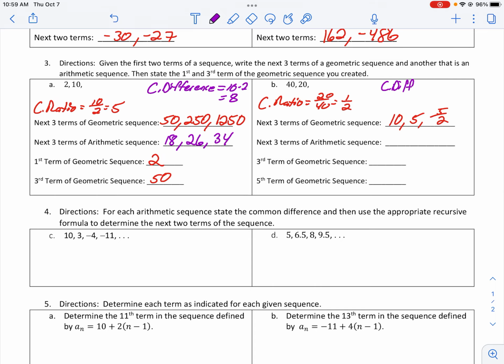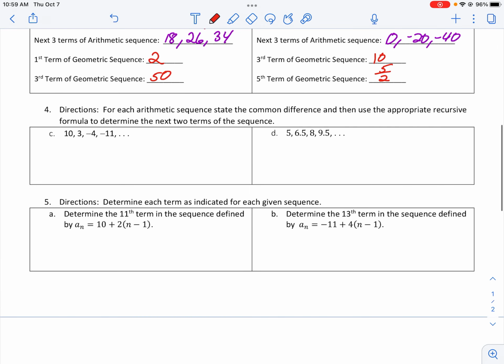To be arithmetic, you calculate the common difference. So in this case, second term minus the first term is -20. So we're adding a -20 each time. 20 plus negative 20 is 0. 0 plus negative 20 is negative 20. Negative 40. The third term for the geometric sequence was 10. We created terms 3, 4, and 5. And the fifth term was 5 halves.